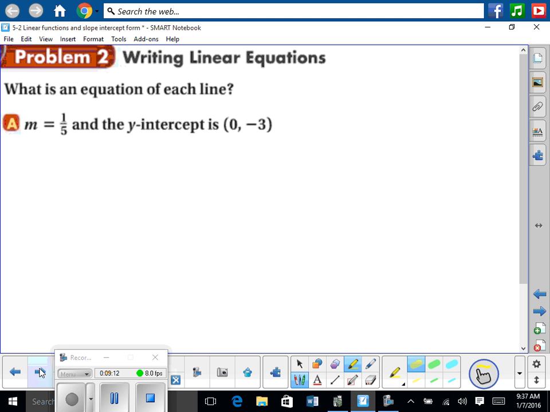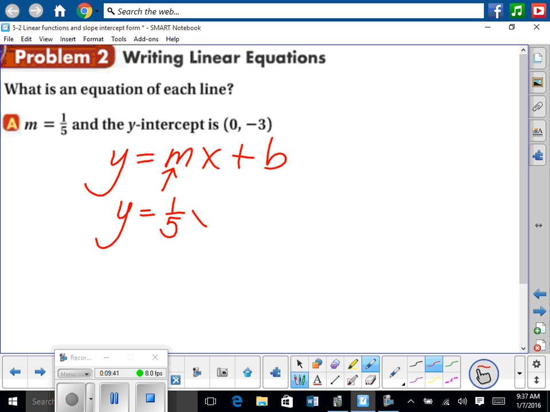So here's my first example. It says, what is the equation of this line? We're given m is equal to 1/5, and the y-intercept is (0, -3). So it's crossing the y-axis at -3. Keep that in mind. Well, we know lines have the form y equals mx plus b, where m is the slope. So what am I going to put in for m? 1/5. So we have y is equal to 1/5 x, and then b is the y-intercept. Where is it crossing the y-axis? -3. This is the equation of the line that fits this criteria.